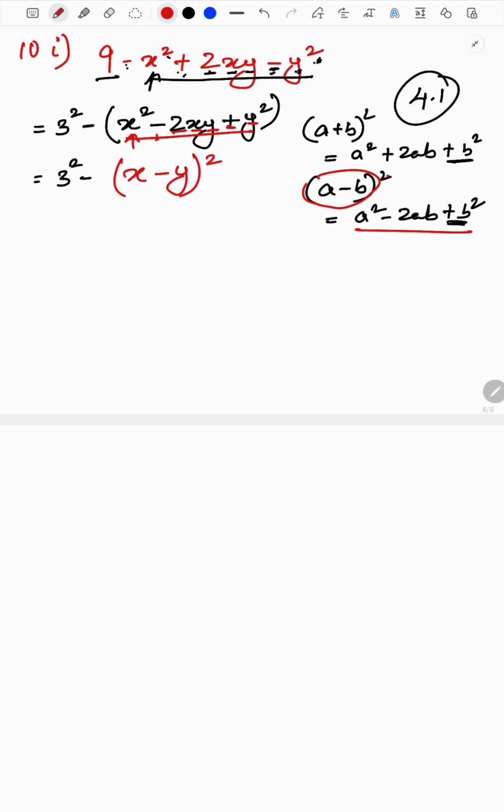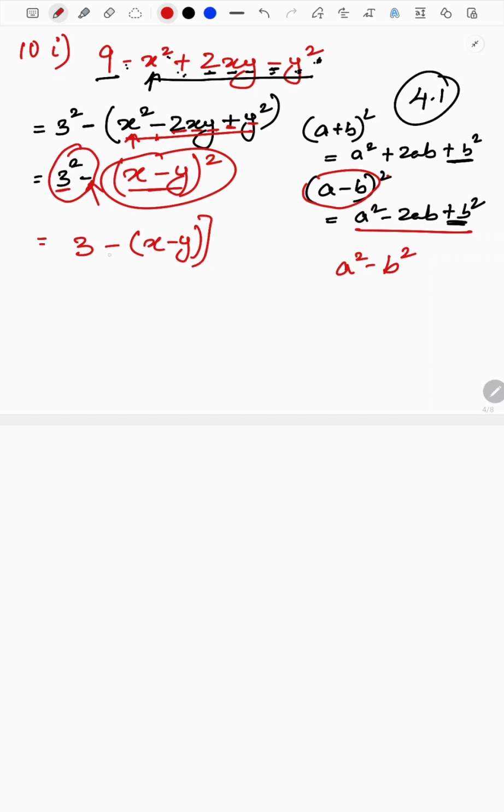So see, again the question has been converted into a square minus b square. Here a is 3, b is x minus y. So a square minus b square can be written as a minus b into a plus b, that is 3 minus, x minus y, into 3 plus x minus y.